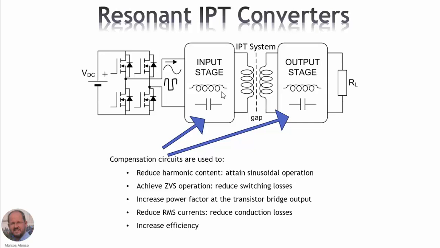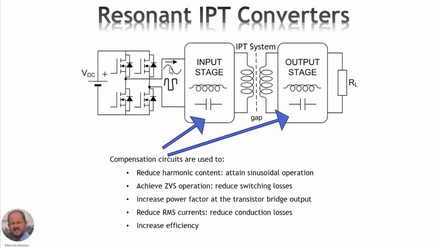So the idea of these input and output stages, which are also known as compensation circuits, is the following. We can reduce the harmonic content and obtain sinusoidal operation at the input, so the current that we are going to have here at the input is going to be sinusoidal, so the EMI generated is going to be lower. They are also used to achieve zero voltage operation.